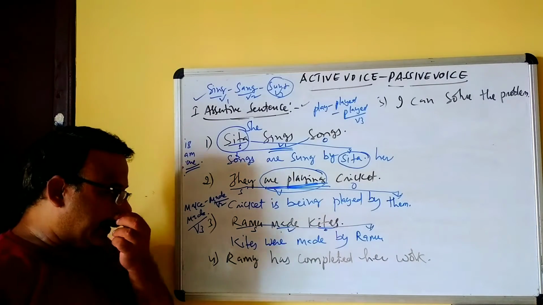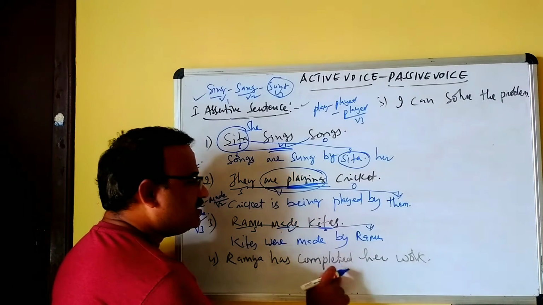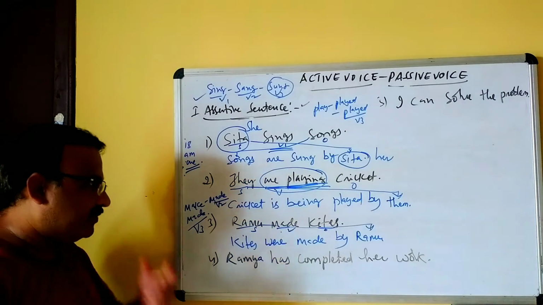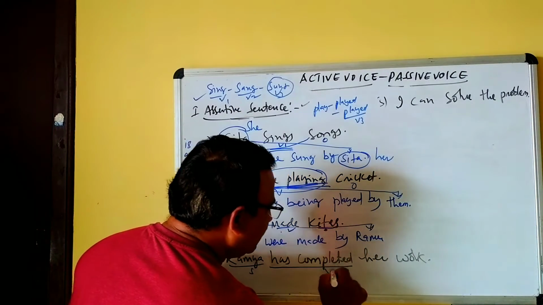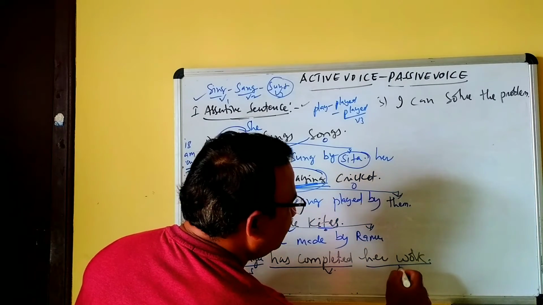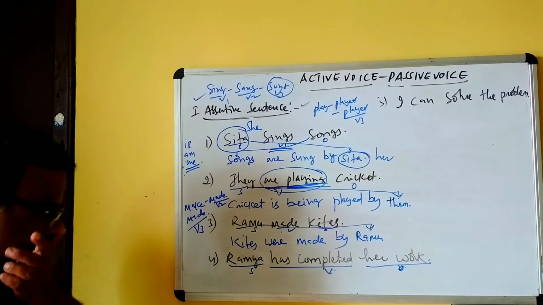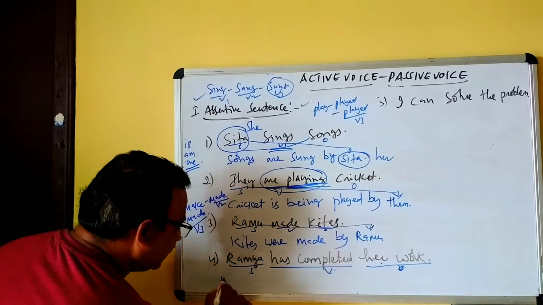And another. Ramya has completed her work. Here, Ramya is subject, has completed is verb, her work is object. So, object will become subject, her work.